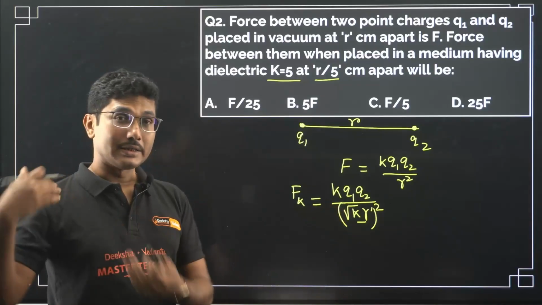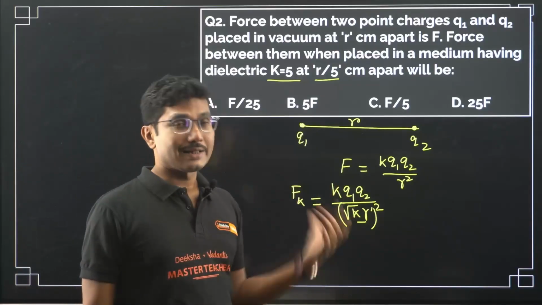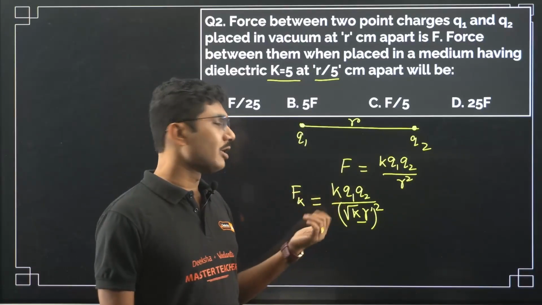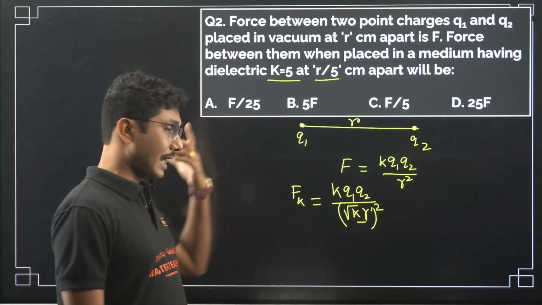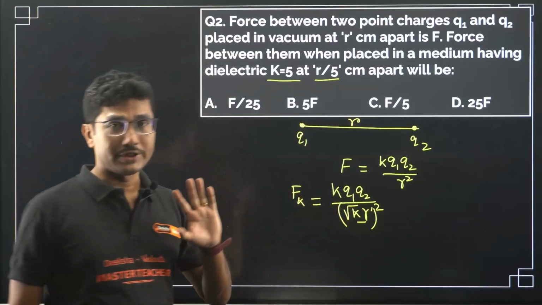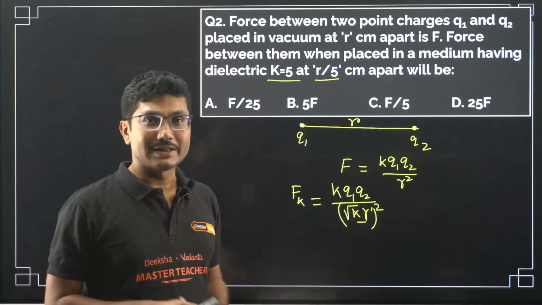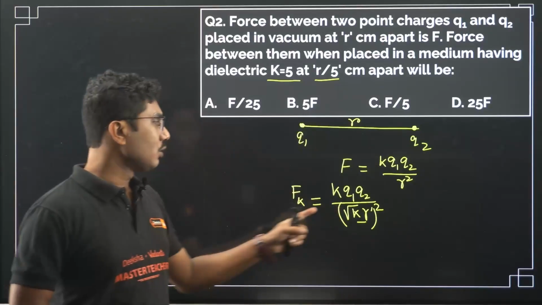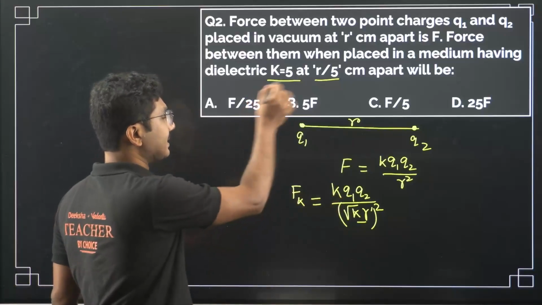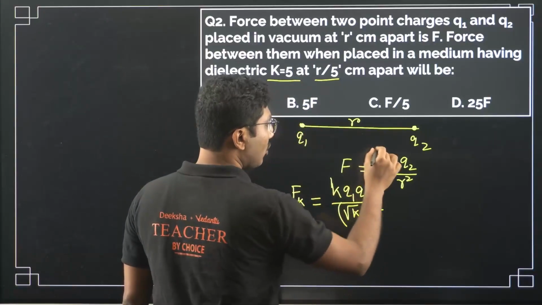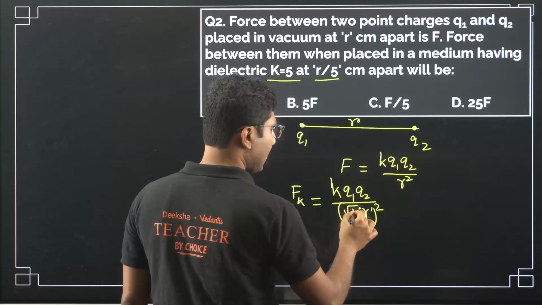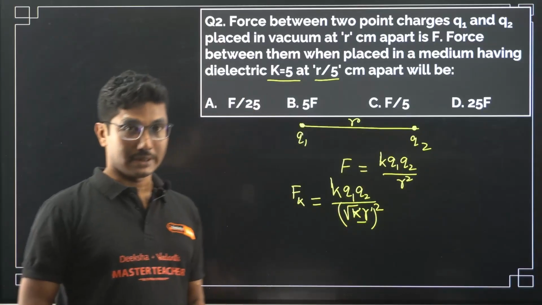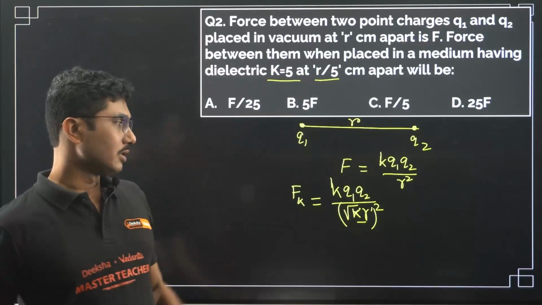If the entire thing is not in the dielectric medium, then there is a separate formula, slightly complicated, but I have not seen that question, so I am not doing that. So if you put the entire system in the dielectric medium, the equivalent distance becomes root K into R. Root K, capital K, not the small k. Coulomb constant is generally represented by small k, whereas dielectric constant is represented by capital K.